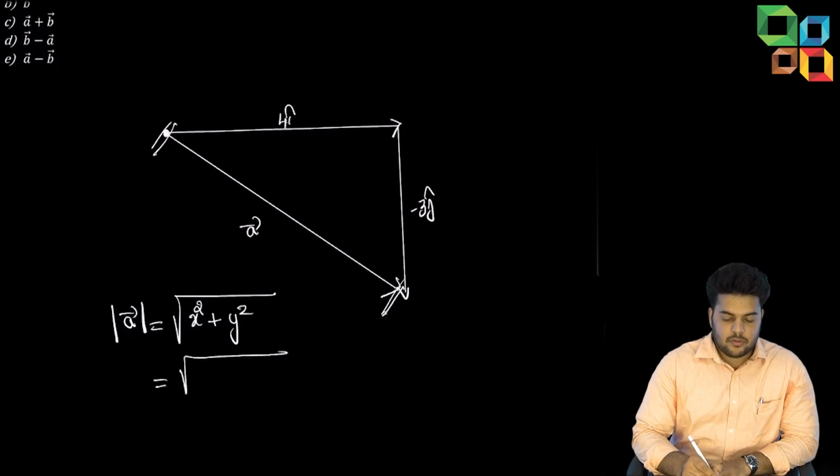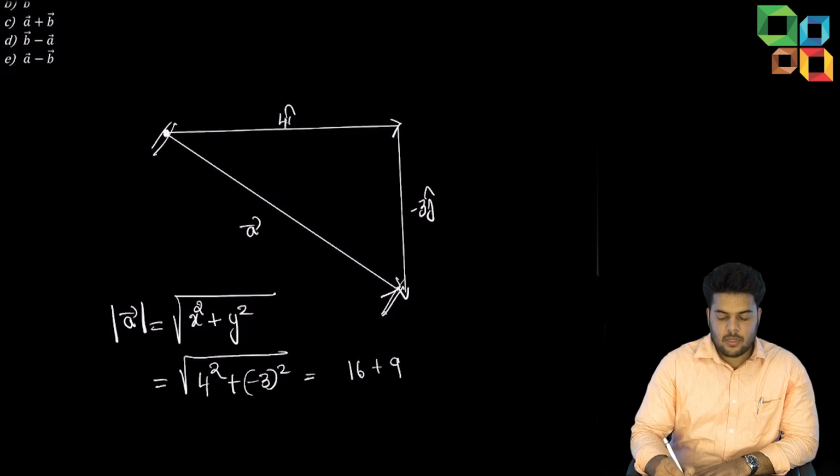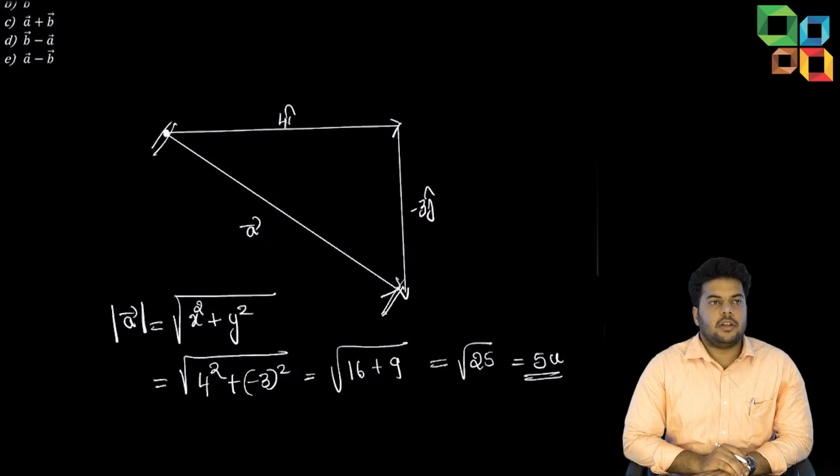So this would be the square root of 4 squared plus minus 3 squared. So this will come out to be root of 16 plus 9. Root of 16 plus 9 is 25 under the root. And this comes out to be 5 units. You can call it a formula, but it's just the Pythagorean theorem, isn't it?